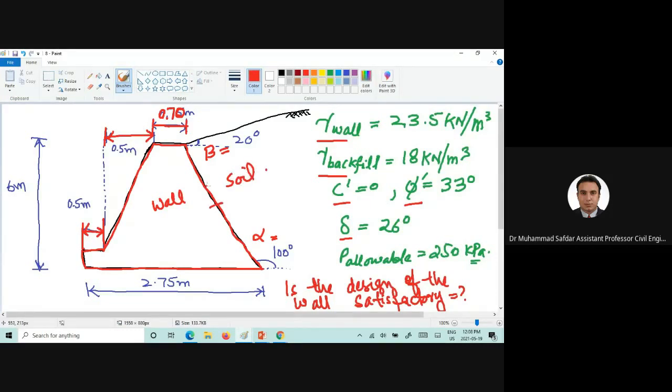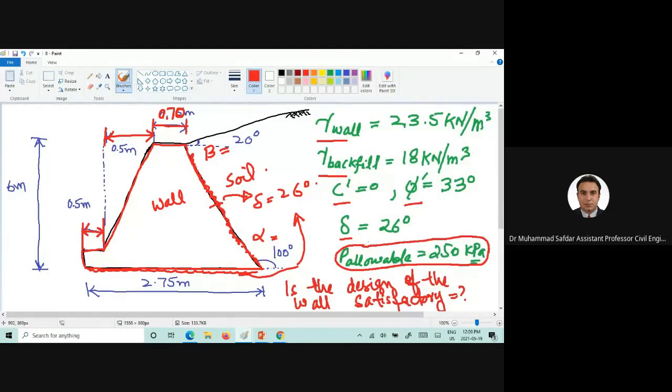So the delta, the wall friction here, if you remember the Coulomb's lateral pressure theory, would definitely come into play here. So the delta here is 26 degrees and the delta here is also 26 degrees. Now the allowable bearing capacity of the soil is also given, and that is 250 kilopascals.